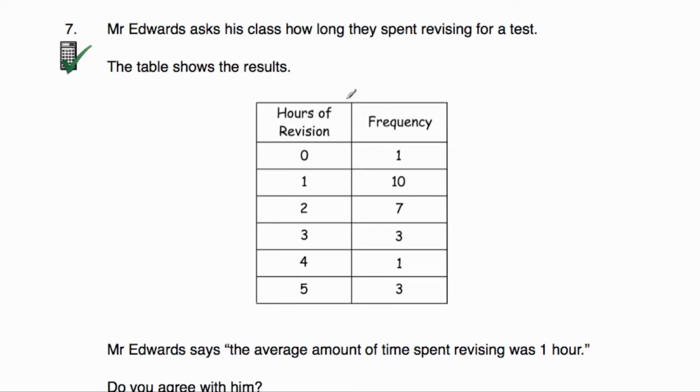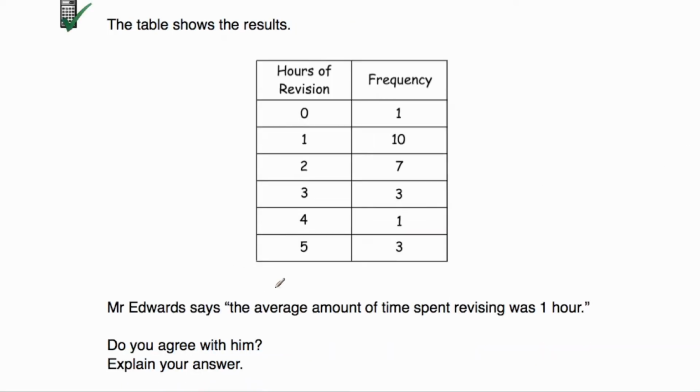So this is how many hours of revision they said they studied. One student said they didn't do any hours of revision. 10 students said that they revised for 1 hour each. 7 students said they revised for 2 hours each. 3 students revised for 3 hours each. 1 student revised for 4 hours. And 3 students revised for 5 hours each.